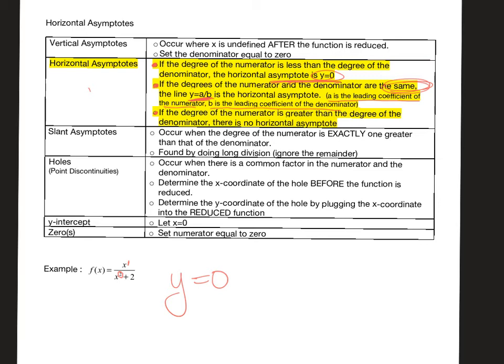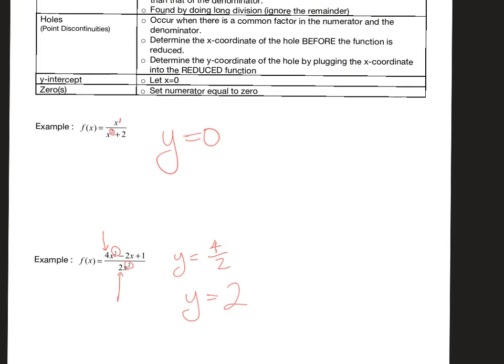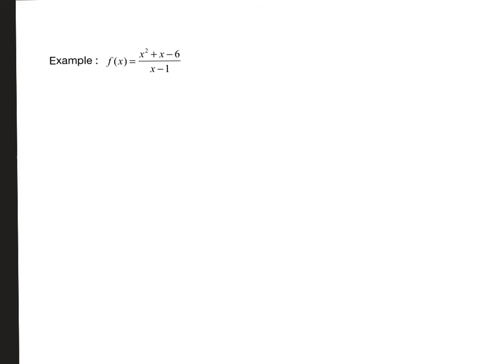All right, so then the third possible thing that could happen is that the degree of the numerator is greater than the degree of the denominator, right? There's only 3 possible options. We're going to take a look at this last example. It's on the next slide. So here, if you take a look, the degree of the numerator is greater than the degree of the denominator. This does not have a horizontal asymptote. No horizontal.